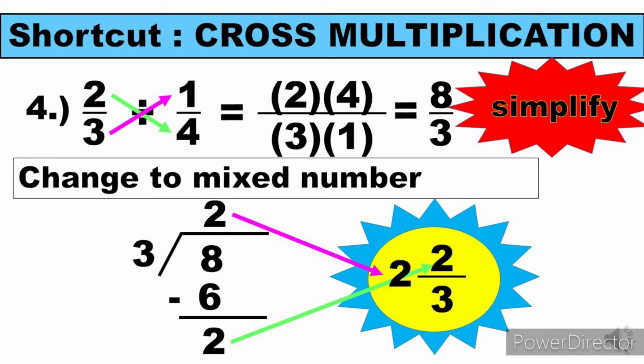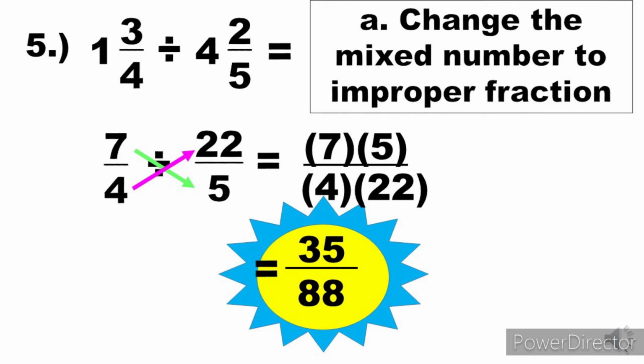Okay, next, let's have number 5 example. 1 and 3/4 divided by 4 and 2/5. So, the first step is i-change natin yung mixed number to improper fraction. And then, after natin na-change, ayan, 7 over 4 divided by 22 over 5. And then, i-cross multiply natin. So, 7 times 5 and 4 times 22. Okay, 7 times 5 is 35, 4 times 22 is 88. So, since wala silang greatest common factor, nakasimplify na ang 35 over 88.